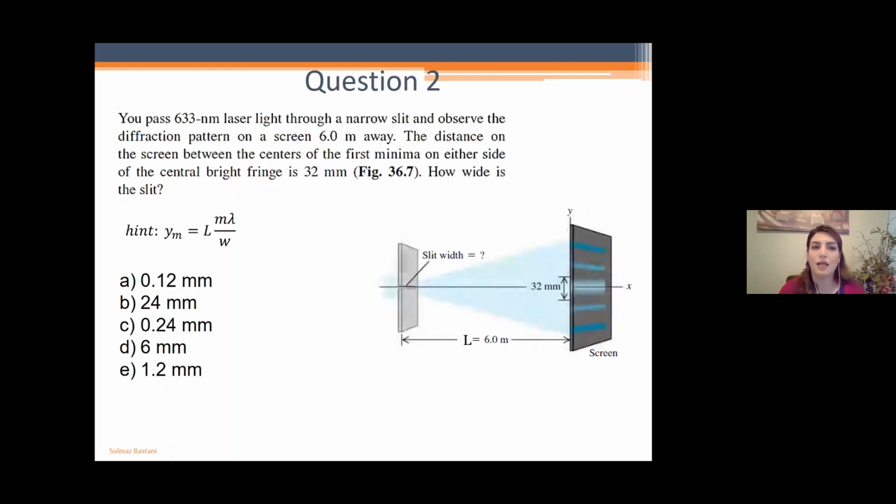You pass 633 nanometers laser light through a narrow slit and observe the diffraction pattern on a screen 6 meters away, L equals 6. The distance on the screen between the centers of the first minima on either side, so pay attention, this is the distance between the centers of the first minima on either side, from here to here, is 32 millimeters. How wide is the slit? Now you have 5 answers here, and let me start the poll.